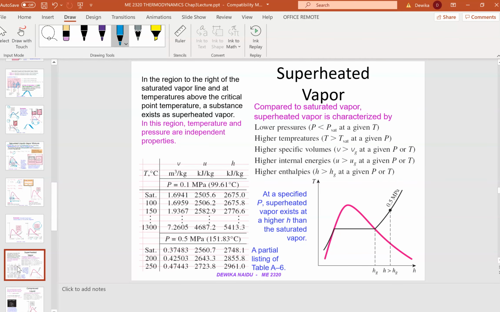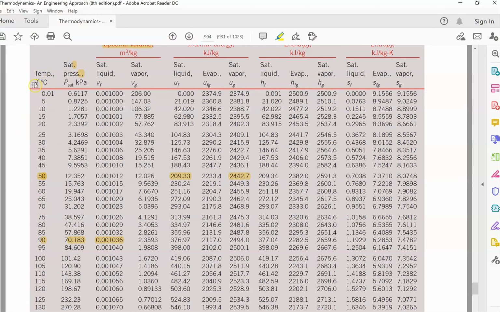Which is the superheated vapor? Remember, the region above the saturated vapor line. Anything that is beyond this line is the superheated vapor region. Now, how do you know if the value is superheated vapor? There are a few clues you need to look out for. If the pressure is lower than Psat, or if the temperature is higher than Tsat. So what are Tsat and Psat? These are the Tsat and Psat. Can you see the corresponding values?